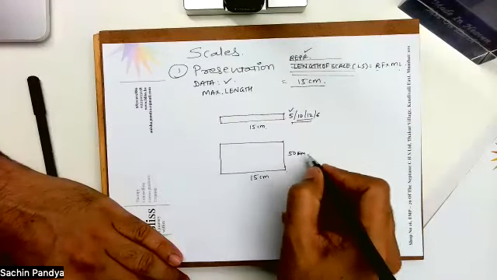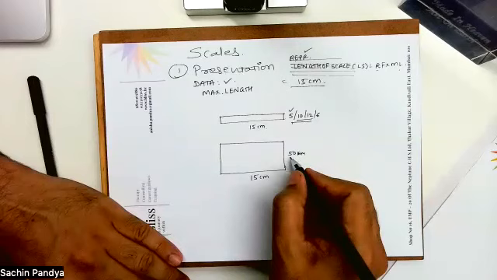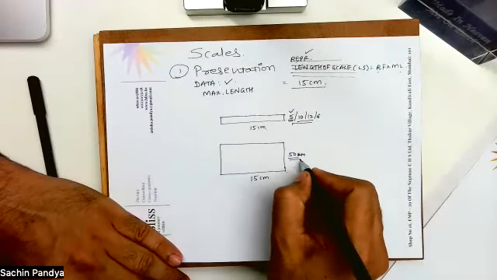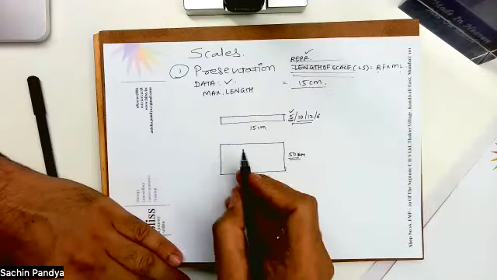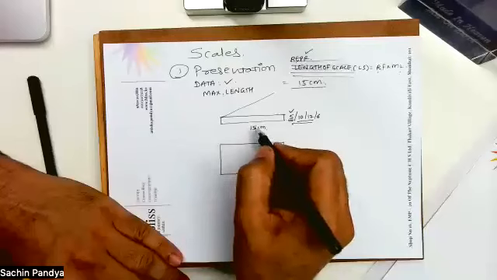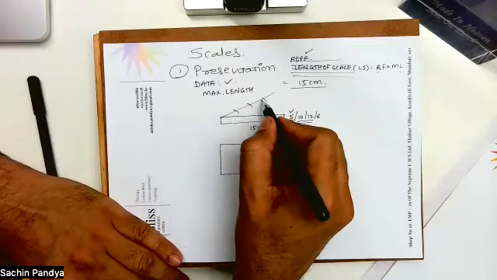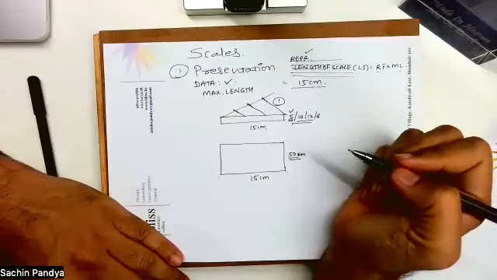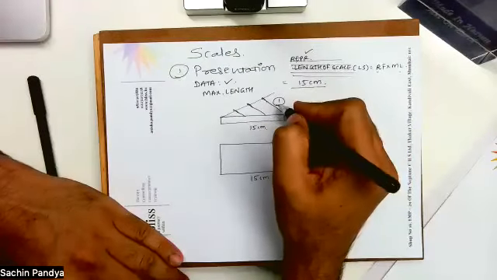50 millimeter, not centimeter. So it is 5 centimeter. Now here it is 5 millimeter. Here it is 50 millimeter, right? Then this division, let's say if I want to divide this 15 into three parts, 1, 2, 3, you have to show this method. This method will carry one mark. So make sure you show this construction.